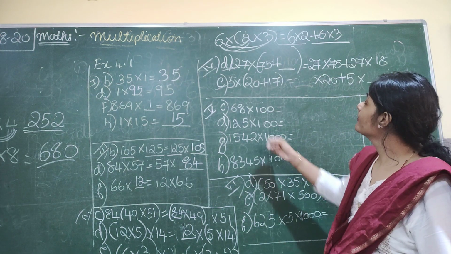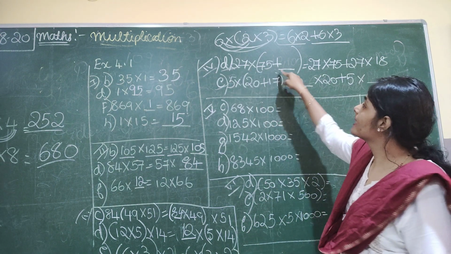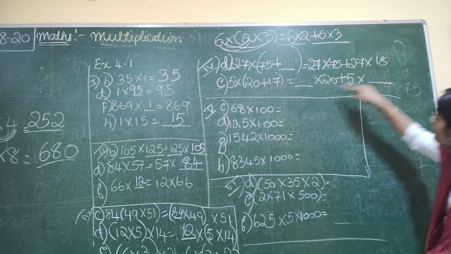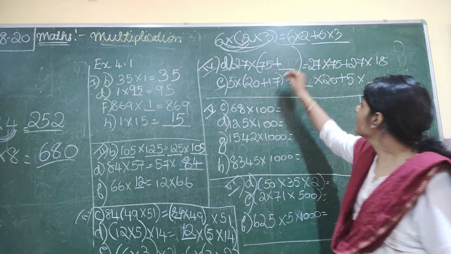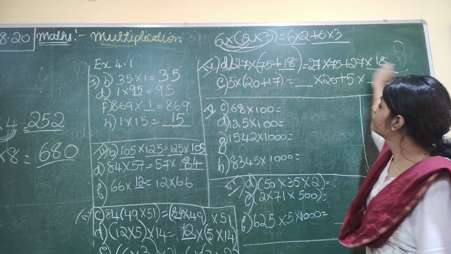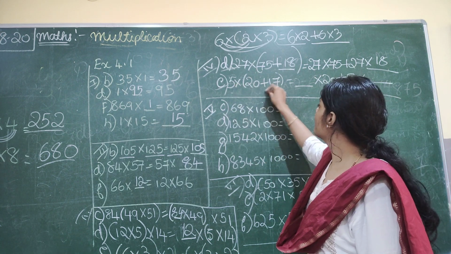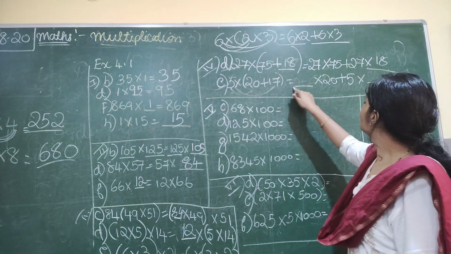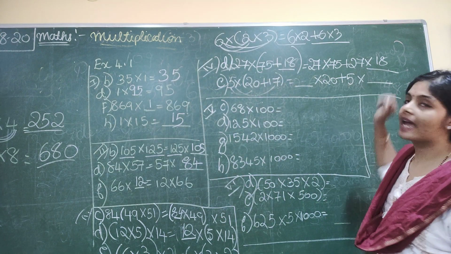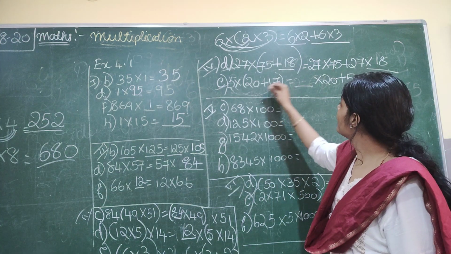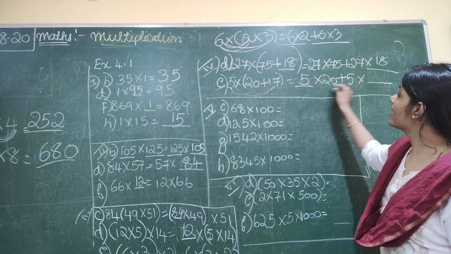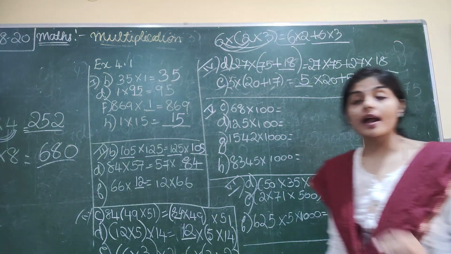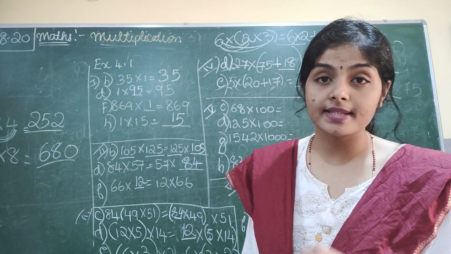Got it? The same way, 27 into 75 plus what number? You get 27 into 75 plus 27 into 18. So, what number is missing? 18. It's given here, see. Next, 5 into 20 plus 17. You should do 5 into 20 plus 5 into 17. Dash into 20 plus 5 into dash. That means 5. So 5 into 20 plus 5 into 17. Got it, children? Your answers are in your question itself.